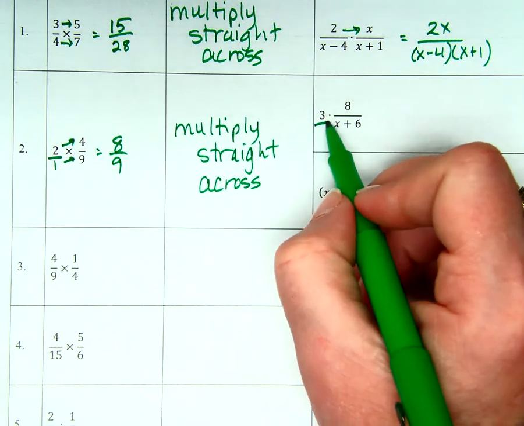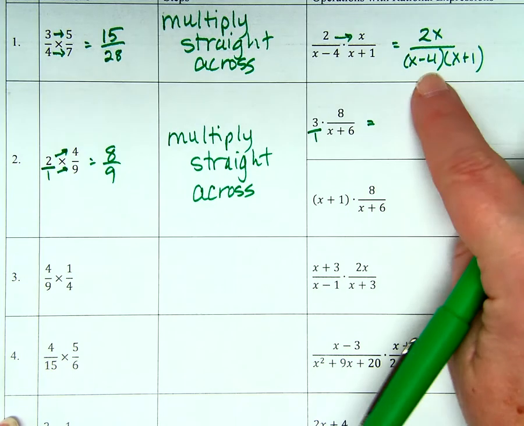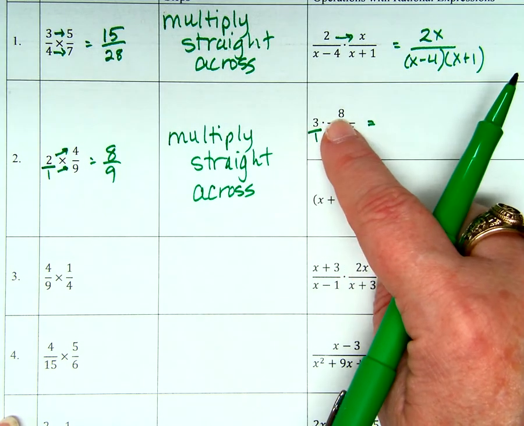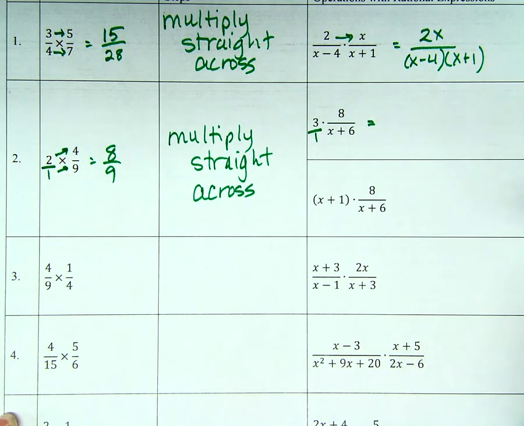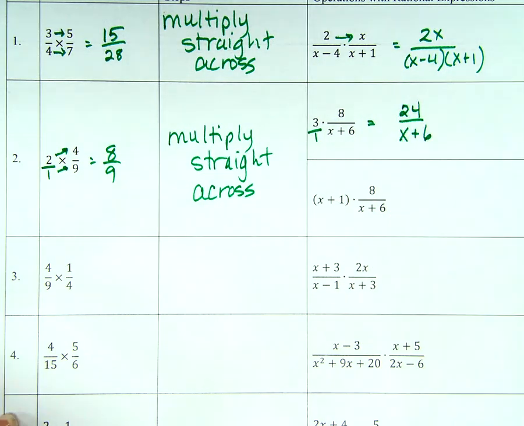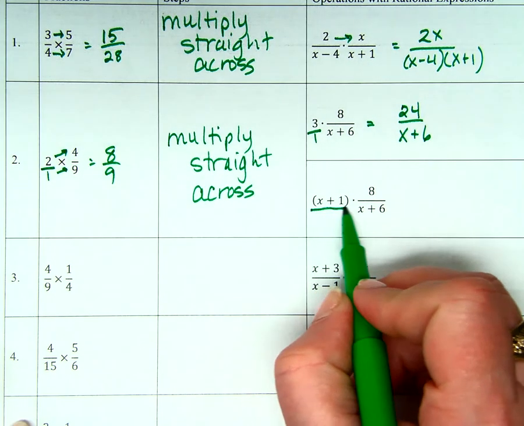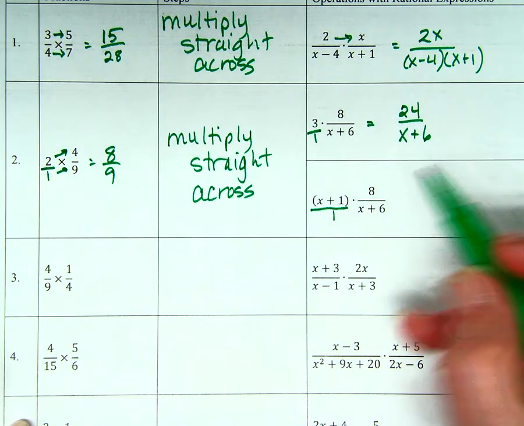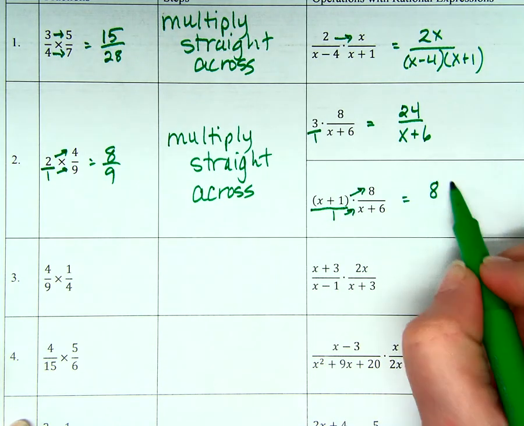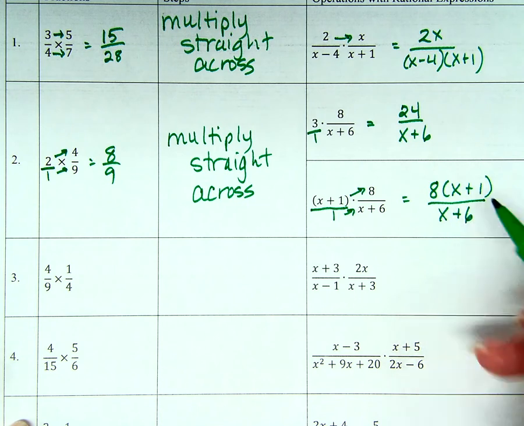So this is really 3 over 1, right? Now, I don't want you multiplying things like this, but should we multiply 3 times 8? Yeah, that's too easy to not, right? So 24 over x plus 6. Yeah? And then over here, I just put that whole thing over 1, right? So again, multiply straight across. 8 times x plus 1 over x plus 6.